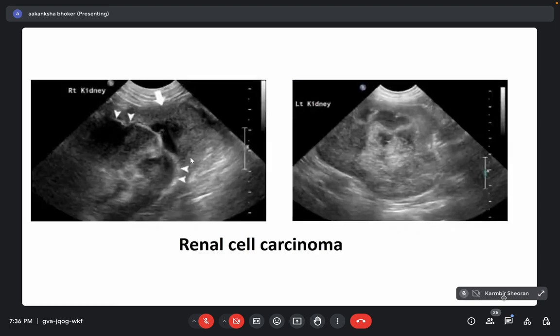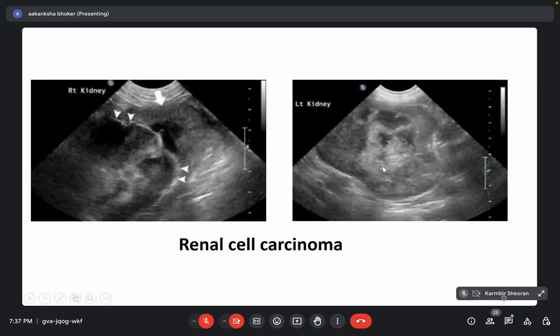Perinephric. Here you can see, if you can appreciate, that by standard orientation, this is the cranial side of the kidney and this is the caudal side of the kidney. The cranial side is very much distorted, and you cannot understand the pathology. These small arrowheads are showing the neoplastic lesion in the cranial side of the kidney, whereas a normal caudal parenchymatous area can still be seen, in which we can differentiate the renal cortex and the renal medulla. This is an example of renal cell carcinoma.